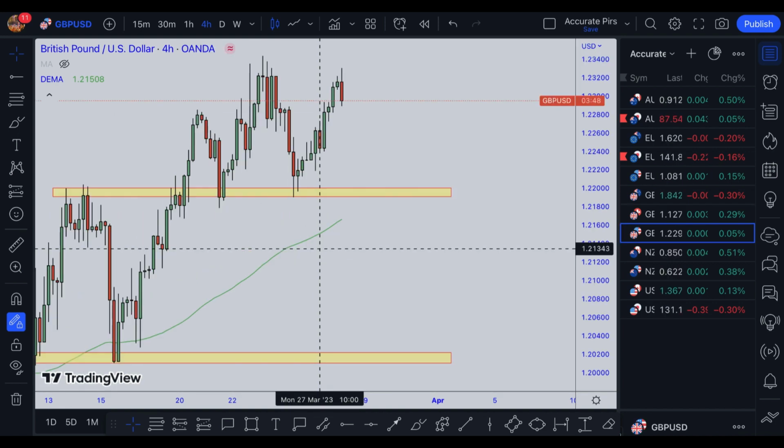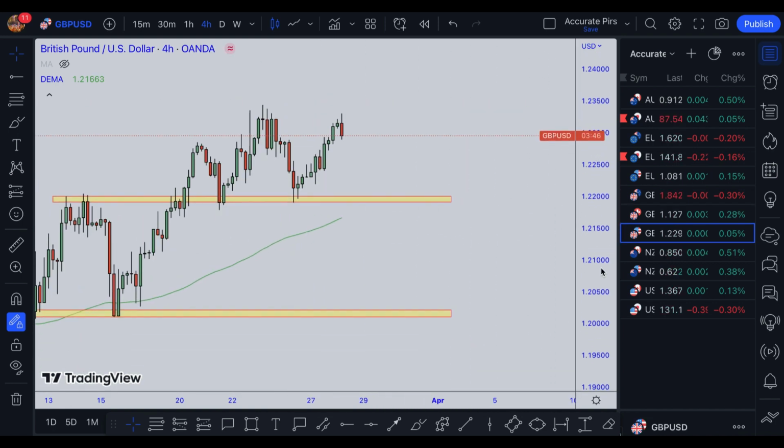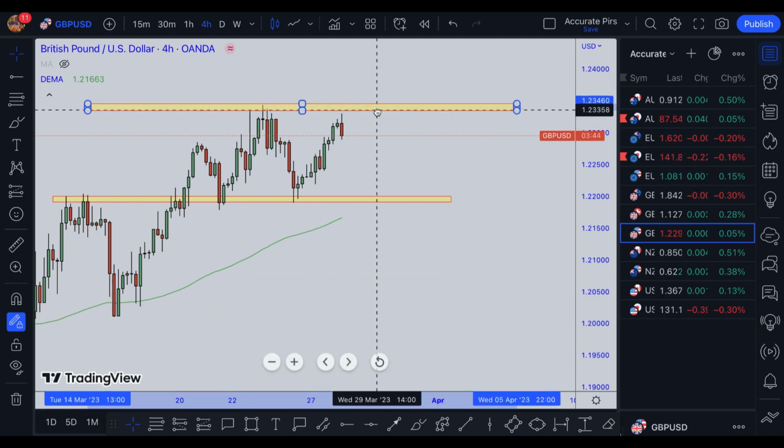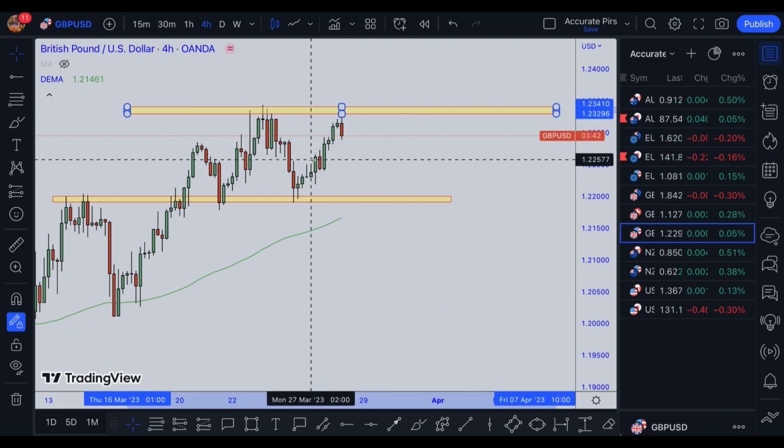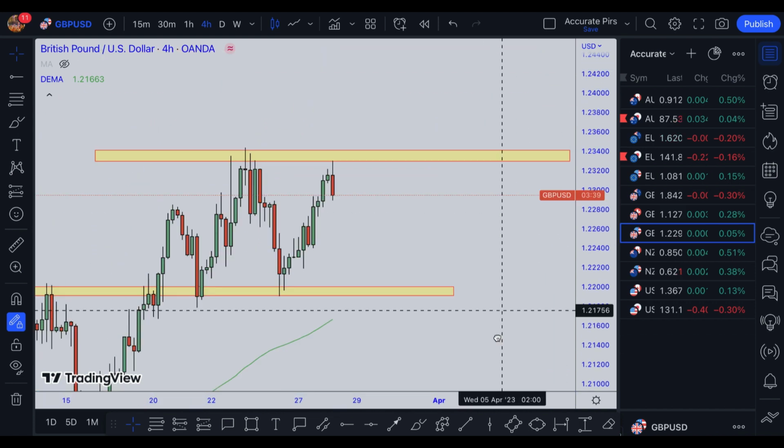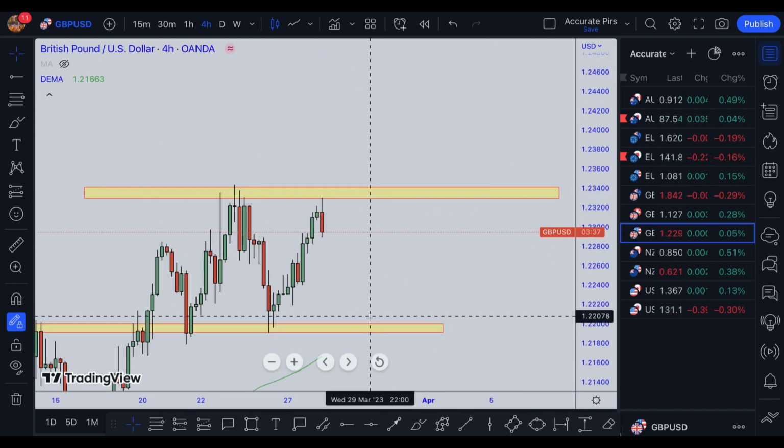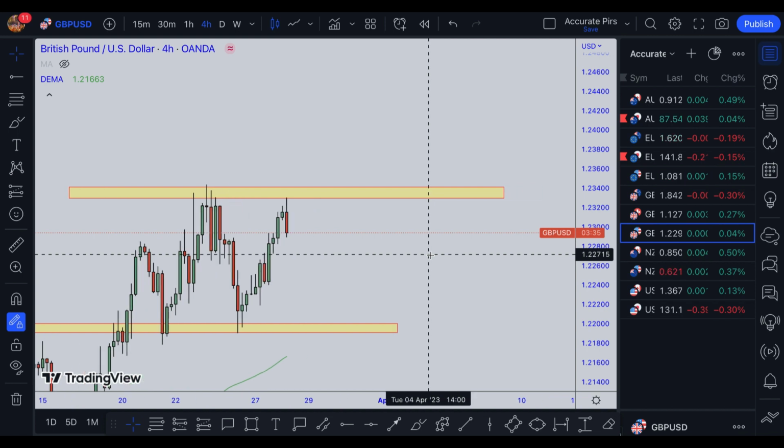Okay, let's move on to GBP USD. I'm seeing a new resistance level here on GBP USD. So, right, people, you want to highlight those two levels right here, this resistance and support level on GBP USD.